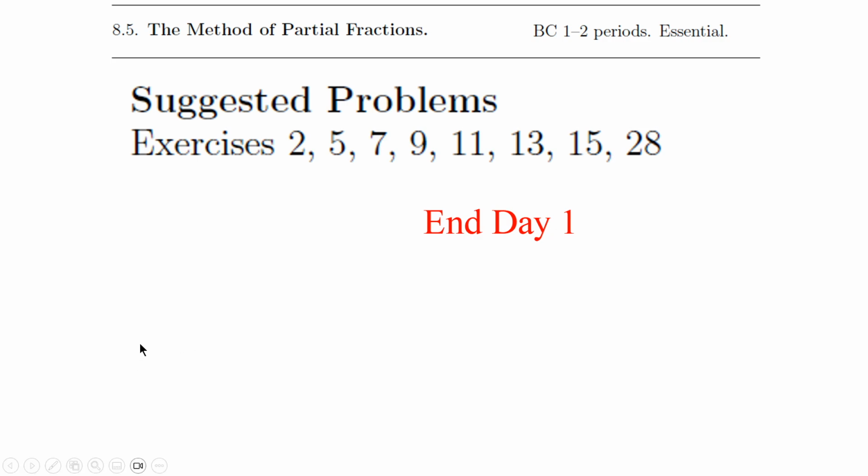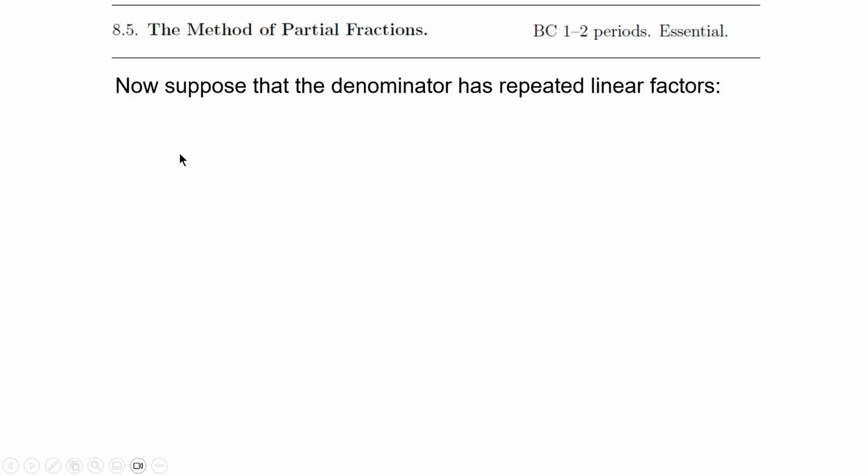And anyway, today, all we're going to add is the procedure to partial fractions when we have a common factor in our divisor. So like an x minus 2 quantity squared. How are we going to deal with something like that? So now suppose that the denominator has repeated linear factors.